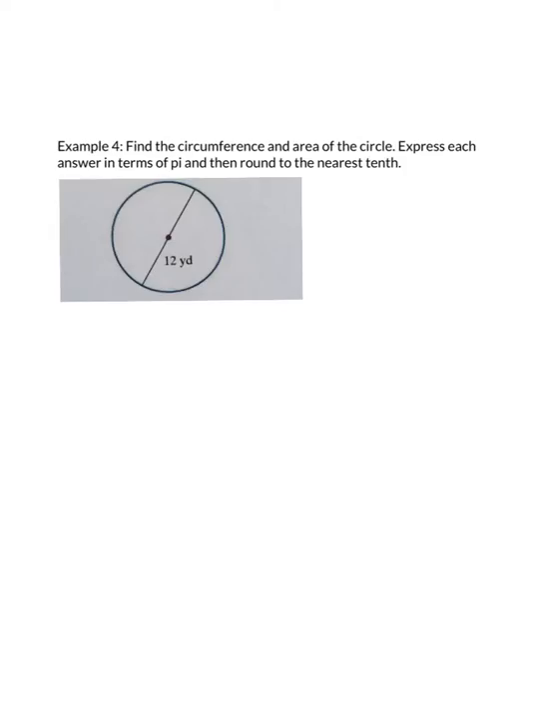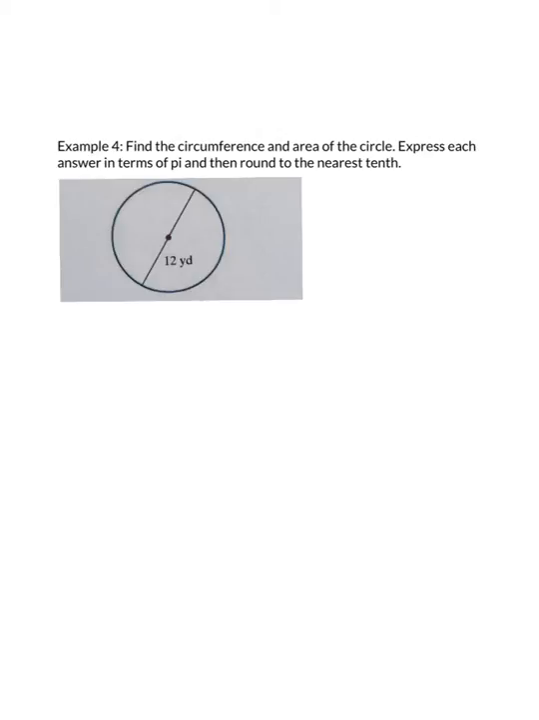Looking at example 4, it says find the circumference and the area of the circle. Express each answer in terms of pi and then round to the nearest tenth. So what's kind of a pain in the MyMathLab is they want 4 total answers, because they want their circumference written in 2 different ways, and they want the area also written in 2 different ways. So we're going to have 4 total answers by the end of this question.